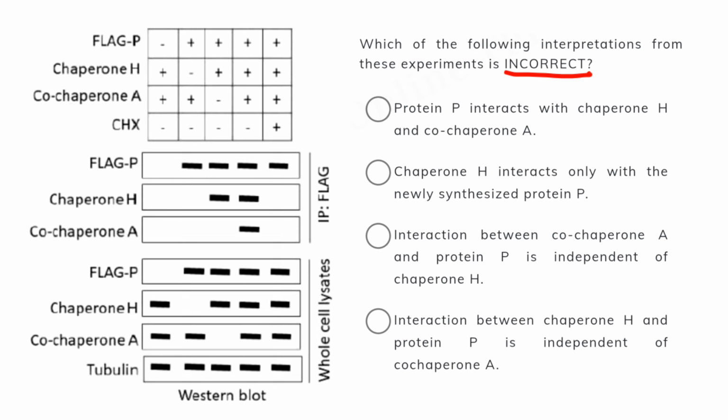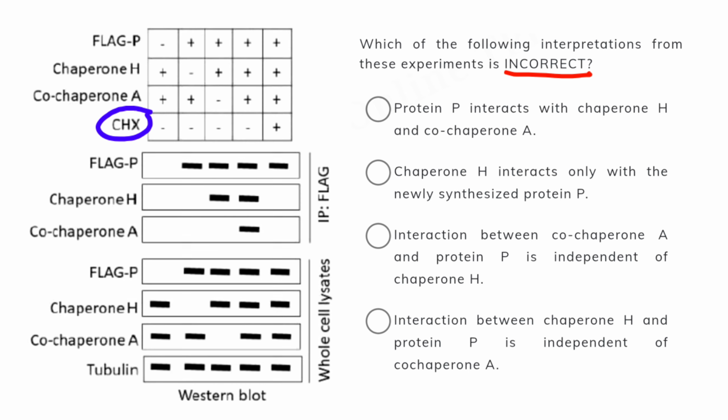The second option is that chaperone H interacts only with the newly synthesized protein P. To find whether this is correct or not, we must understand the role of cycloheximide. Cycloheximide inhibits protein synthesis. That means, with the cycloheximide, the synthesis of new proteins is blocked. So, any detected interaction would involve only pre-existing proteins. In the absence of cycloheximide, both the newly synthesized and pre-existing proteins are present.